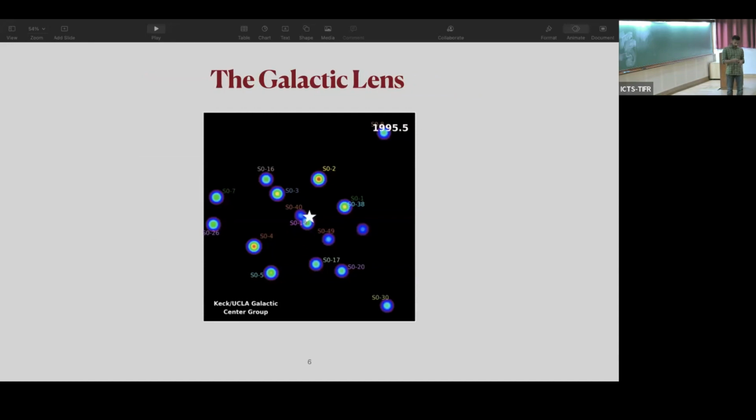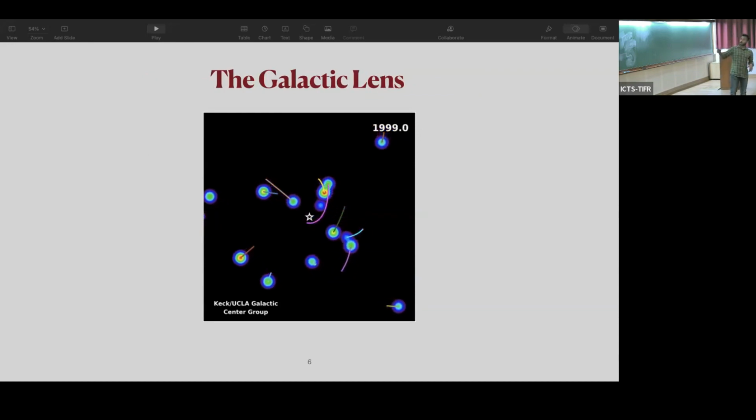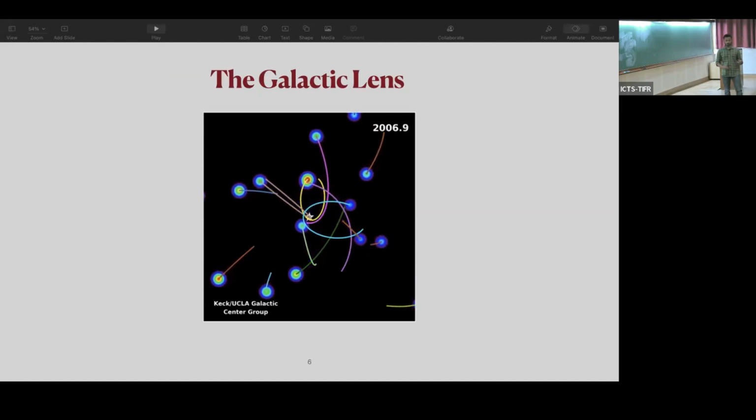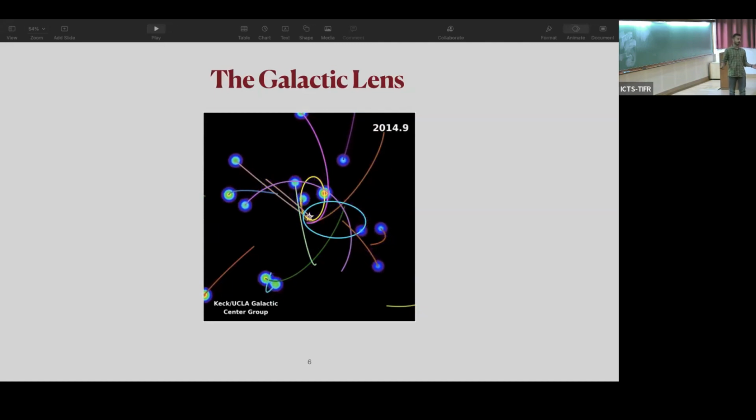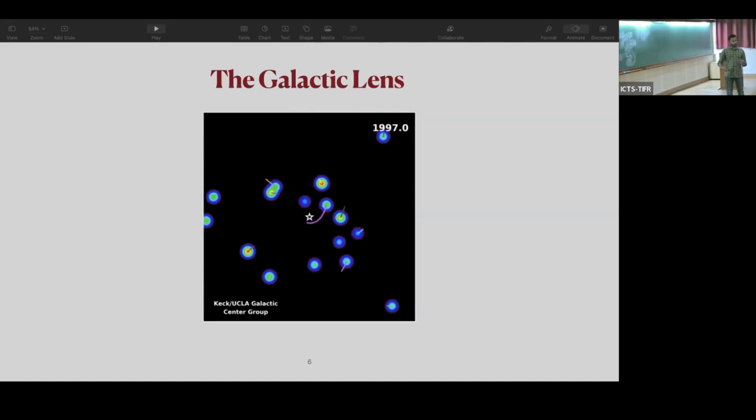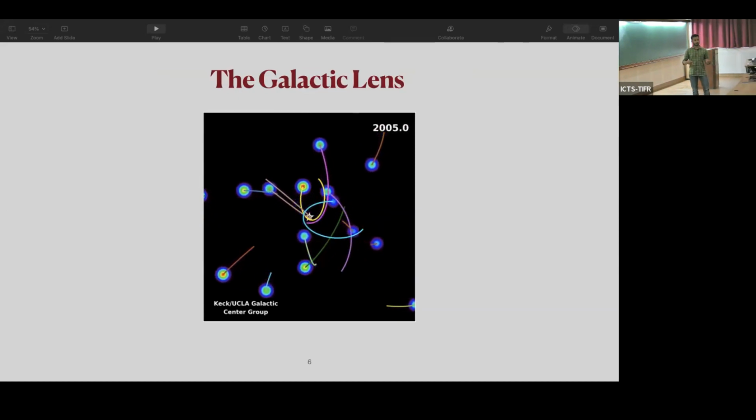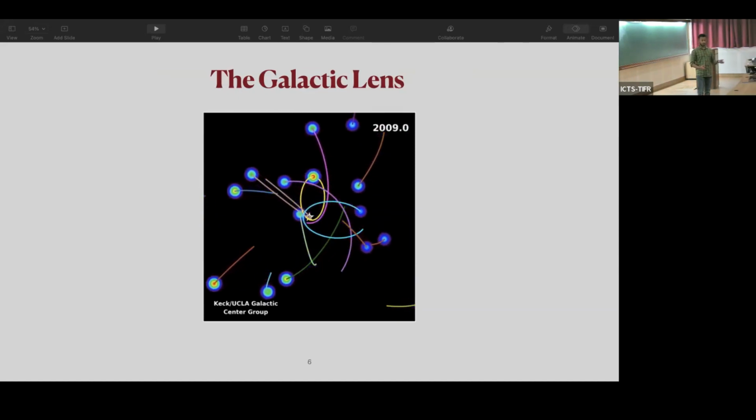This is an observation by the Keck group, where I'm talking about the galactic lens right now. They traced a lot of stars in the galactic center for a period of around 2 decades, and tracing the proper motion, they confirmed that there is a supermassive compact object at the center with a mass of around 4.1 million solar masses.